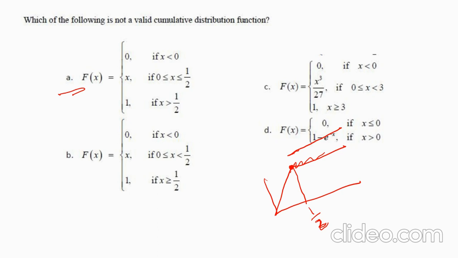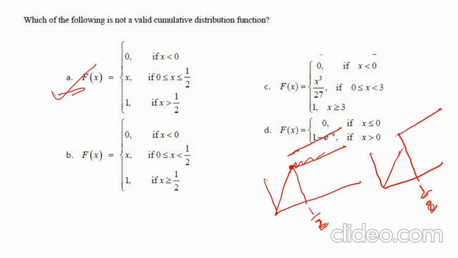So it will not be CDF, so it will come in answer. Now to check B, what we have is that at 1 by 2, it is 1, right? So its plot will be something like this and this, and at this point, this is 1 by 2, right? So at 1 by 2, it is right hand continuous.